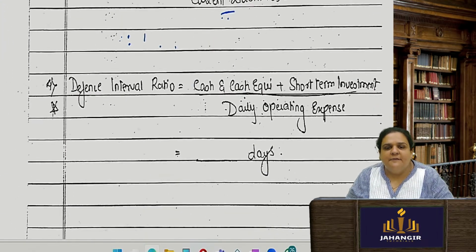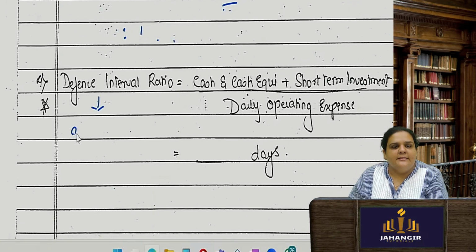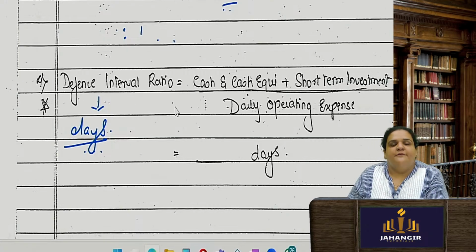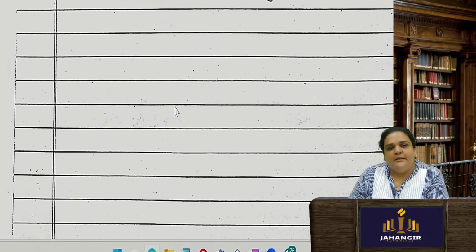And then there is defense interval ratio. Defense interval ratio is always in days. It means in how many days you are able to pay your daily operating expenses. So you have your cash and bank balance plus your short-term investments. This is the amount of cash you actually have, upon your daily operating expenses. That will be your defense interval ratio. Now these ratios, they don't generally ask, very rare, but I am explaining and keeping it to you.